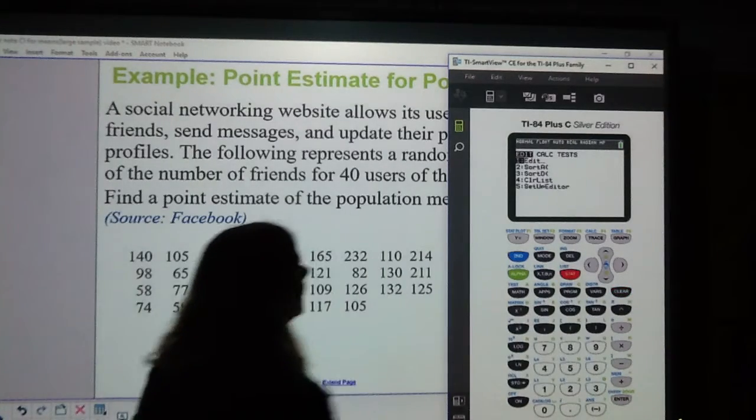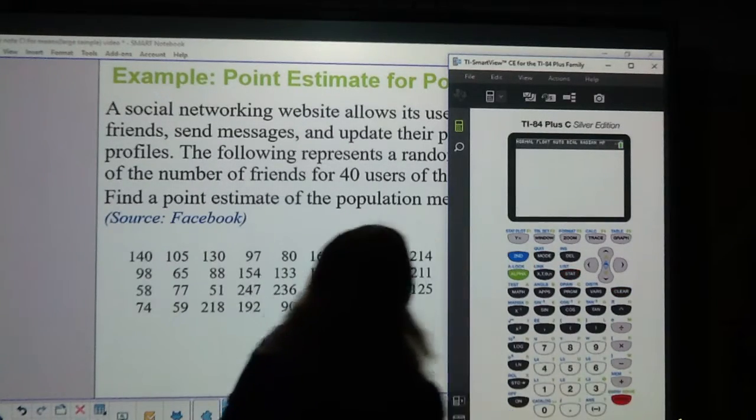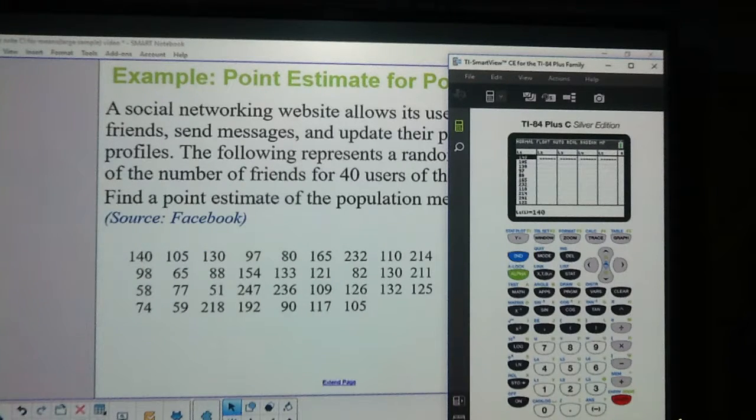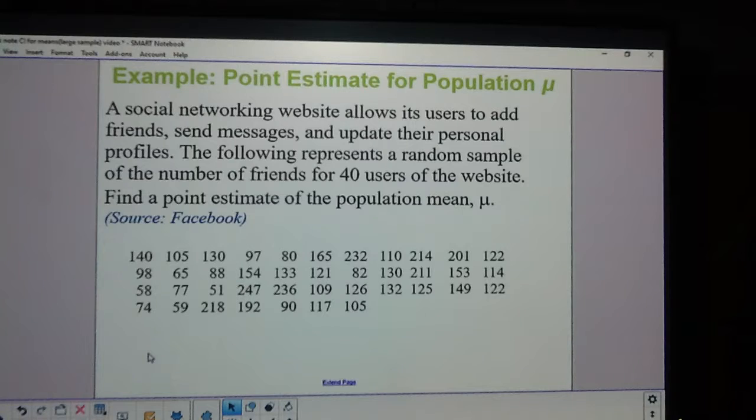So we go to Stat, Enter, and Edit. And in L1, we will put all this data in. So why don't you pause the video right now so you can put all the data in. So there's my data, and it should be in your calculator right now.